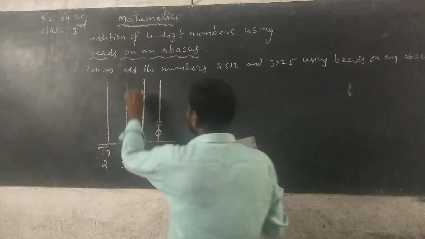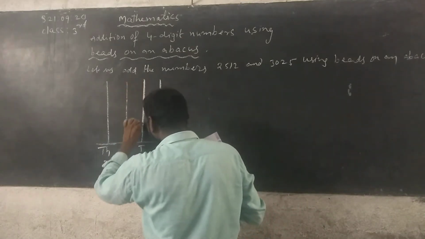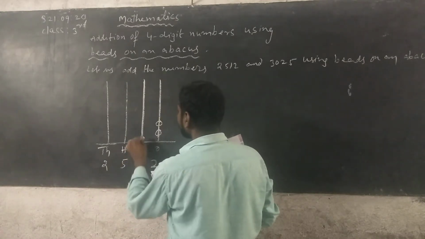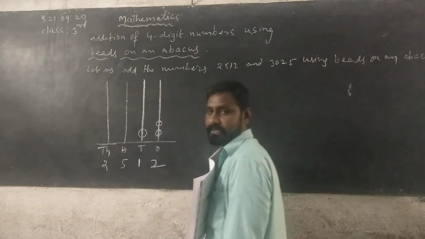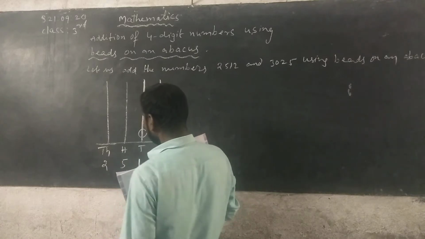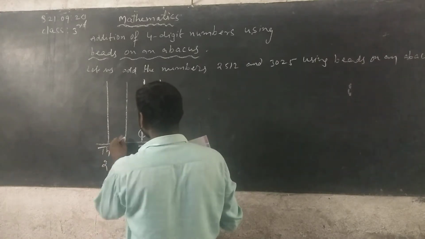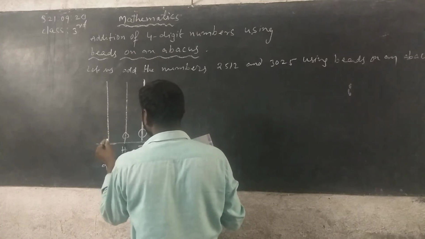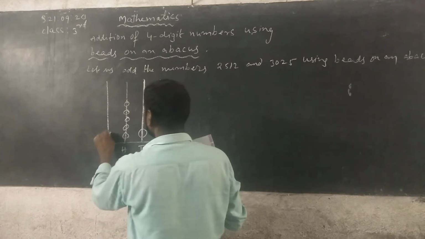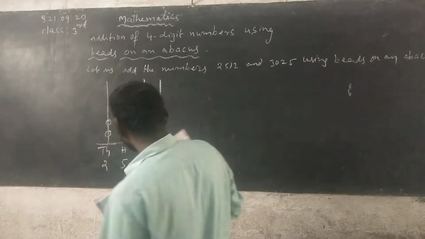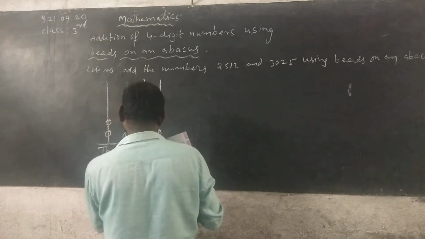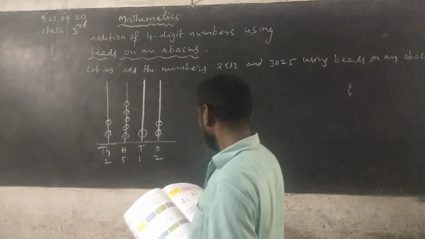Now next, see here, this is the tens place spike. Here 1 is given in the tens place, so you need 1 bead in the tens place. Now next, 5 is in the hundreds place, so keep 5 beads: 1, 2, 3, 4, 5 in the hundreds place. Now 2 beads in the thousands place. See here, 2,512.